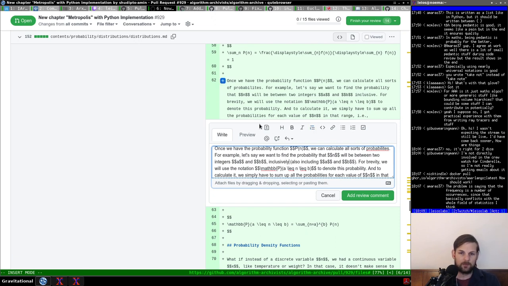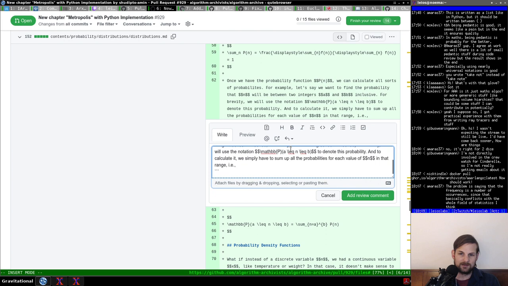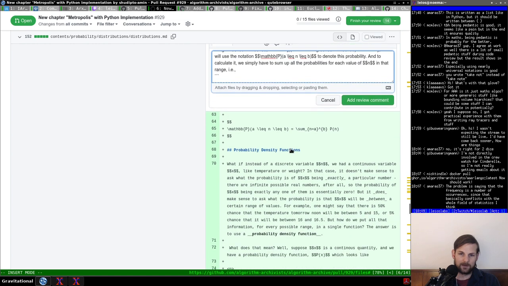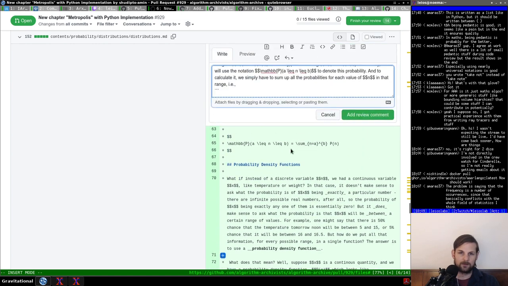For brevity, we will use a notation of p is equal to this to denote the probability. To calculate it, we simply have to sum up all the probabilities for each value of n in that range, i.e. the following. Sure. Okay, so that seems fine.